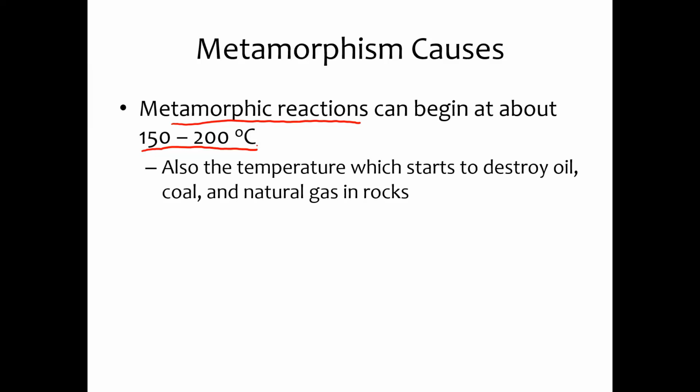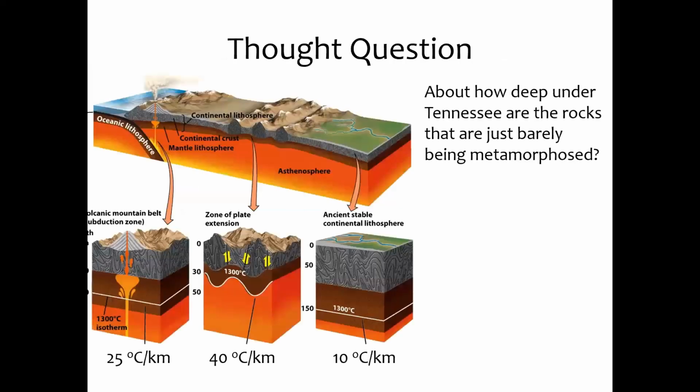It also turns out that's roughly the temperature which starts to destroy oil, coal, and even natural gas in rocks. So once you get into metamorphic rocks, you don't have those resources anymore. Just want to point that out. That'll come up later. Now we can use this idea of the geothermal gradient to start to think about more complicated geological questions.